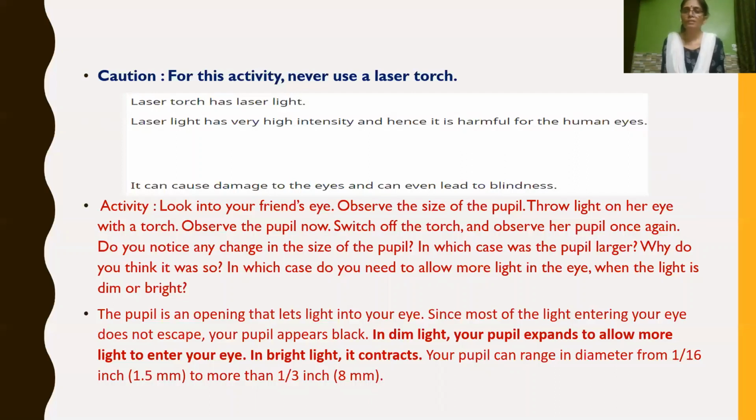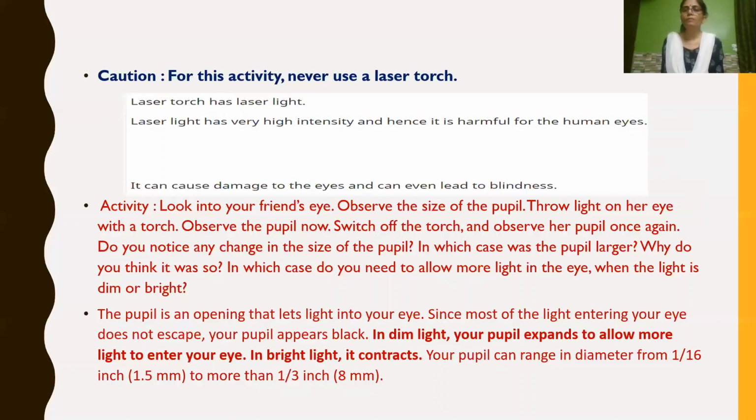In which case was the pupil larger, and why did that happen? When the torch was switched off, you can see the size of the pupil expand. Why do we need to allow more light into the eye, when the light is dim or bright? When the light is dim, we need to allow more light into our eyes. That is why the pupil expands, isn't it?